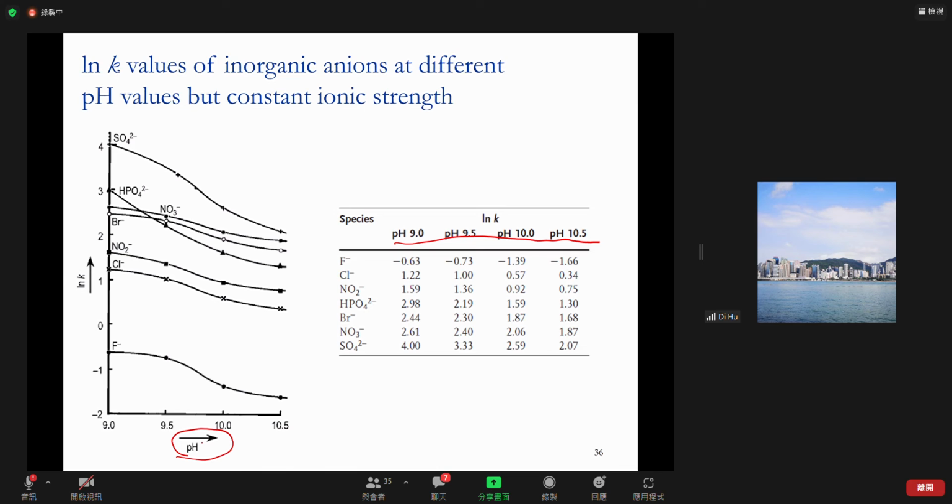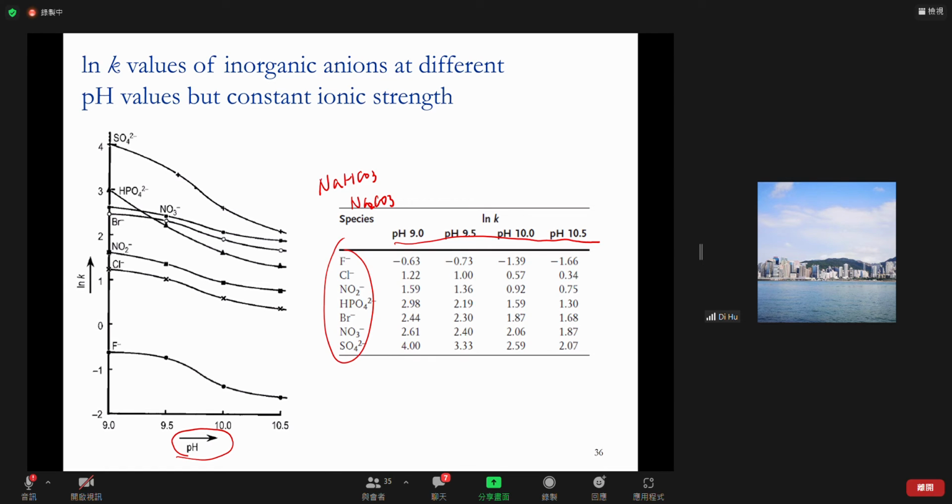Although we say ionic strength, remember what the normal mobile phase we use for this kind of analysis is? Sodium bicarbonate, right? Or sodium carbonate, right? So it's bicarbonate and the carbonate ion. Then what happened is, sorry, mistake. Sodium carbonate. So what happened is what?